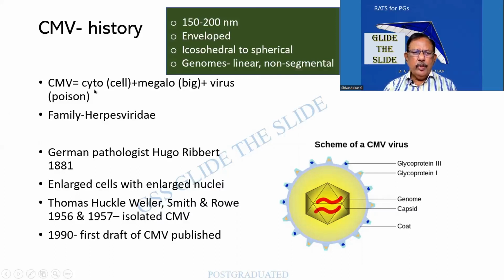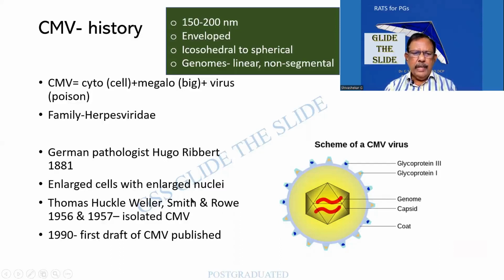CMV: cyto means cell, megalo is big, and virus itself means poison. So cytomegalovirus. Obviously, we know the fate of it. It comes from the family of Herpesviridae. The German pathologist Hugo Ribbert in 1881 was one person who first identified it and described the enlarged cells with enlarged nuclei.